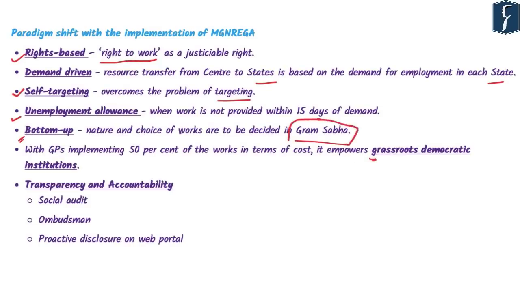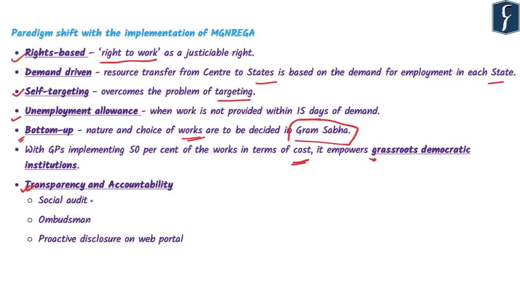Gram Sabha actually is entitled to decide on the nature of work to be adopted in the village. And it is also entitled to implement 50% of the work in terms of cost. And the rest 50% is taken up by the district administration or the state government. Also, tools of good governance, strengthening transparency and accountability has been embedded in the scheme.